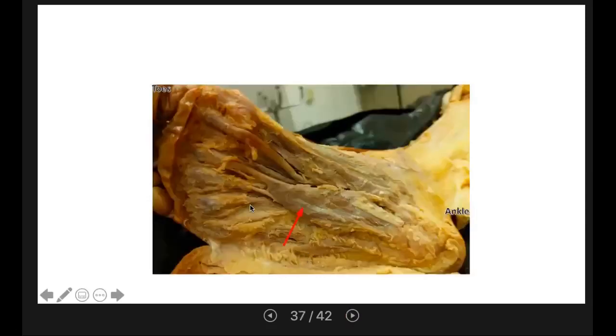Looking at the bottom of the foot here, we can see the flexor digitorum brevis. So this again is the shorter version of the flexor muscles here going to the lateral digits. And that can be distinguished from the flexor hallucis brevis, which is going to the great toe. So flexor digitorum brevis versus flexor hallucis longus, rather. This is the longus and this is the brevis.